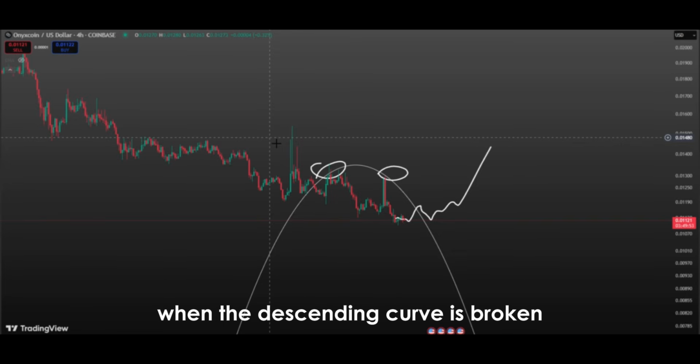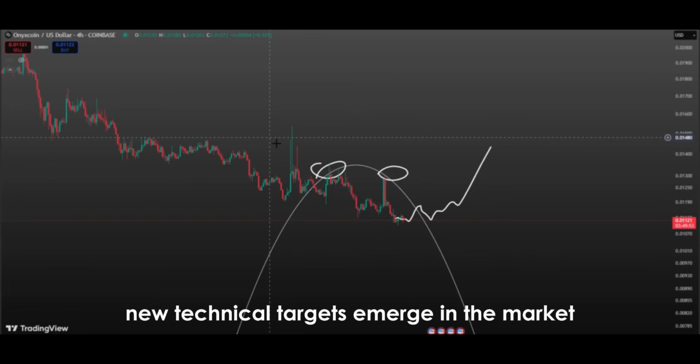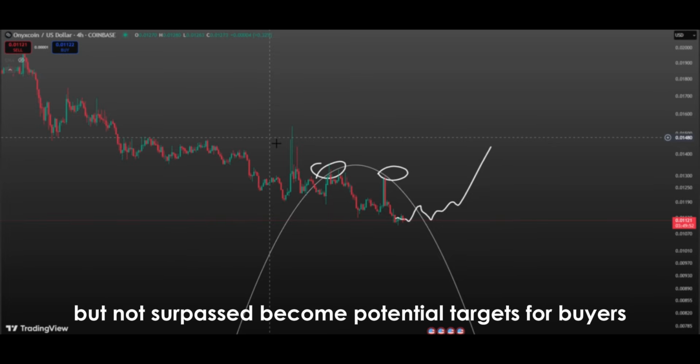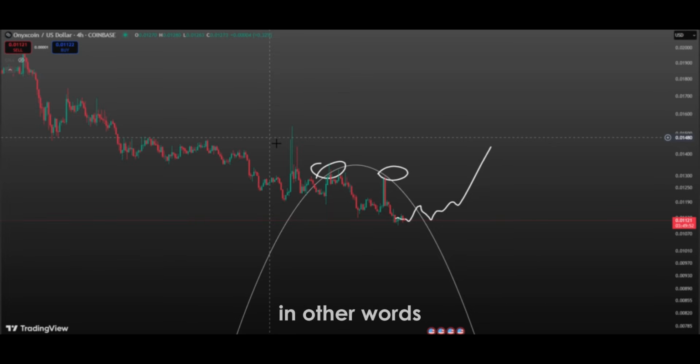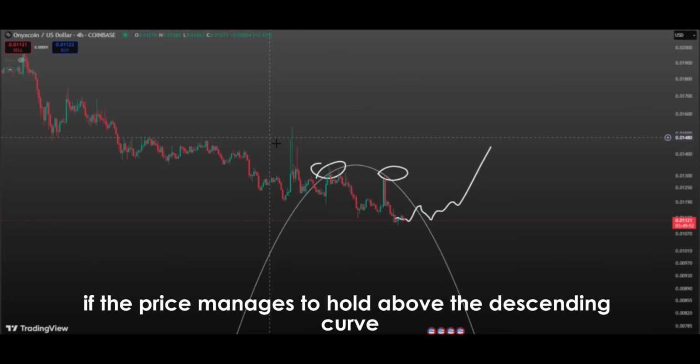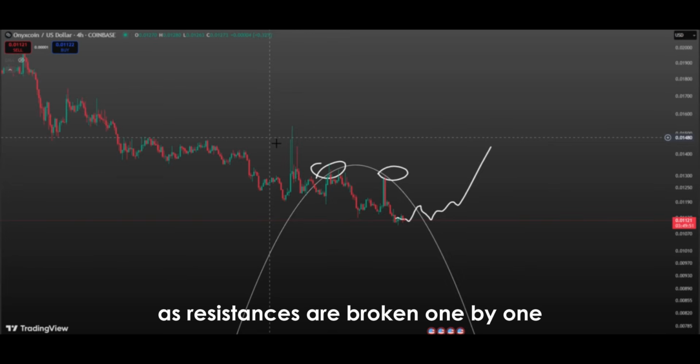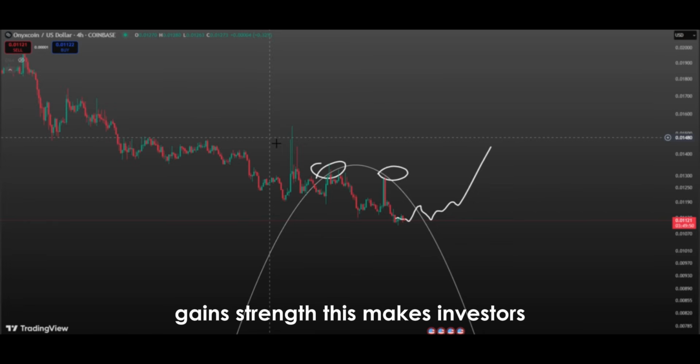Another important point is this. When the descending curve is broken, new technical targets emerge in the market. Previous levels on the chart that had been tested but not surpassed become potential targets for buyers. In other words, if the price manages to hold above the descending curve, the next stops are usually the nearest resistance levels. As resistances are broken one by one, the price climbs higher and the uptrend gains strength. This makes investors think of the possibility of a big rally after the breakout.